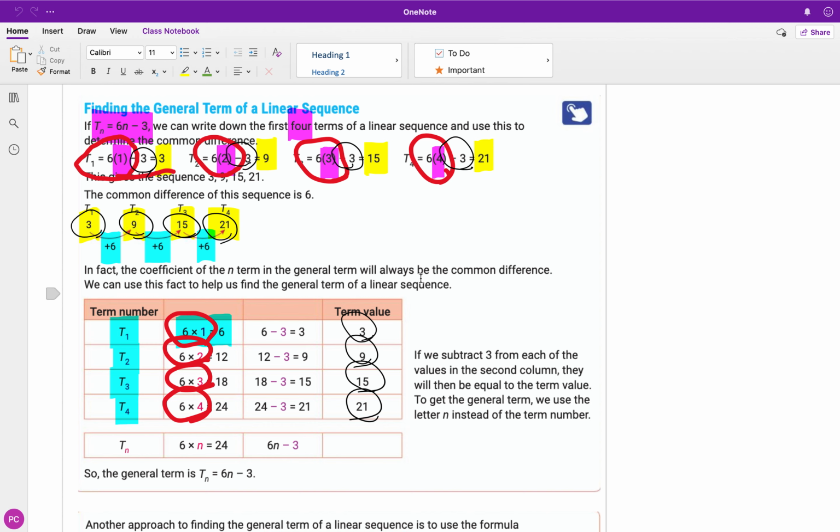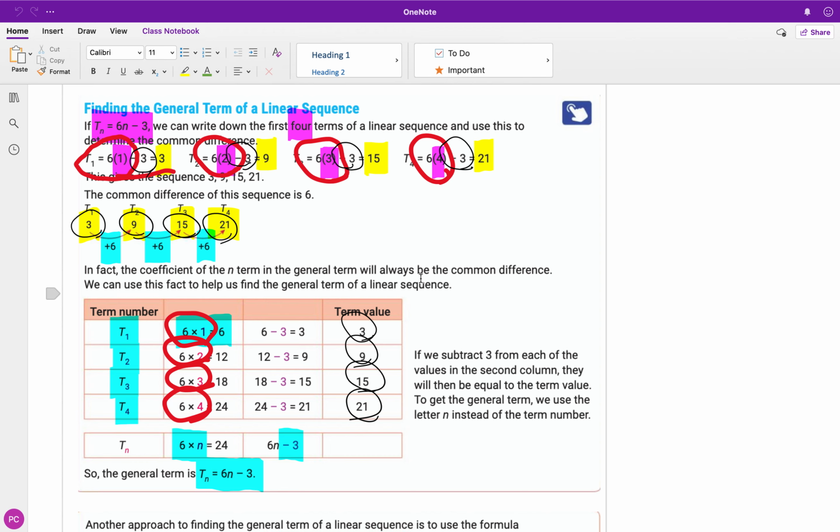Okay? But if we want to find the nth term, instead of multiplying by 1 or 2 or 3 or 4, we multiply 6 by n and take away 3. So our term is going to be 6n minus 3. By looking at those numbers, we can get an nth term from it.